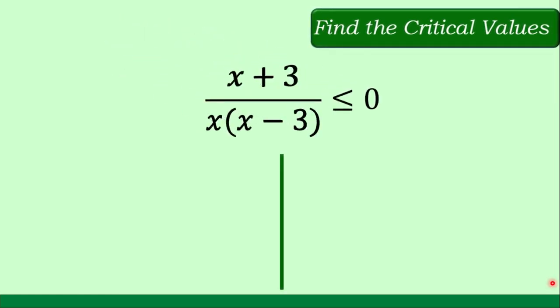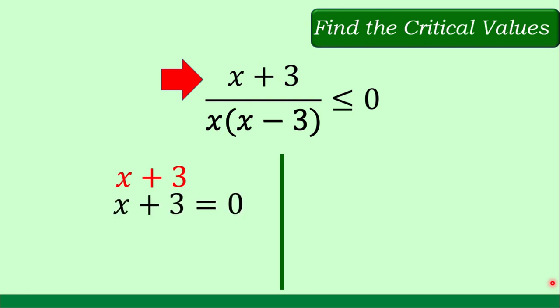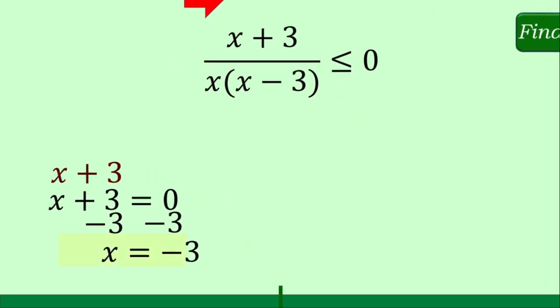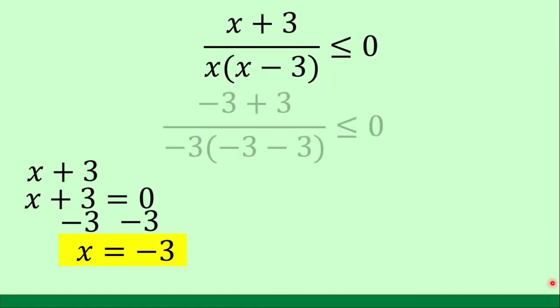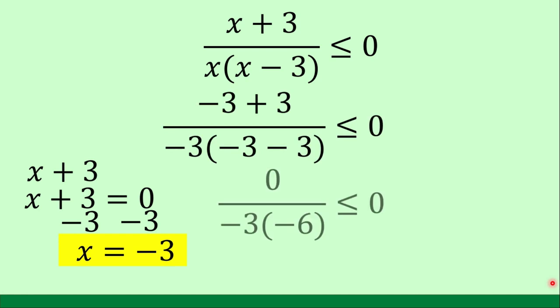Focusing on that, let's take out our numerator first. x plus 3. Equate that to 0. Subtract 3 from both sides, and you'll get x is equal to negative 3. Let's use that value and substitute that in our given rational inequality. It will show this one, which will give us this. A 0 divided by any number will always give you a 0. So this will be 0 less than or equal to 0.